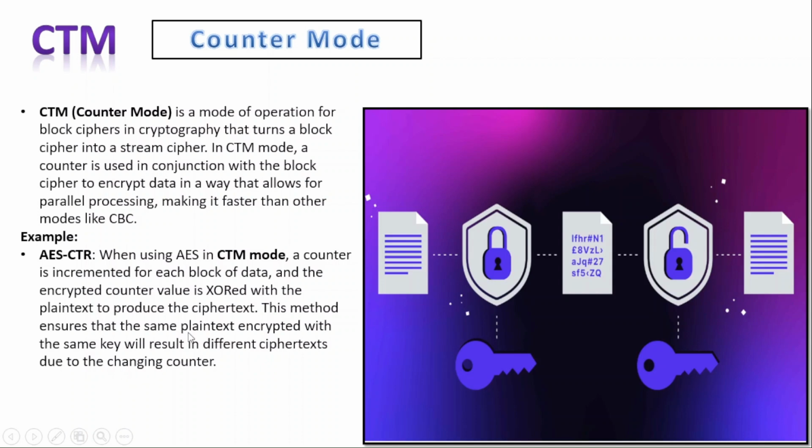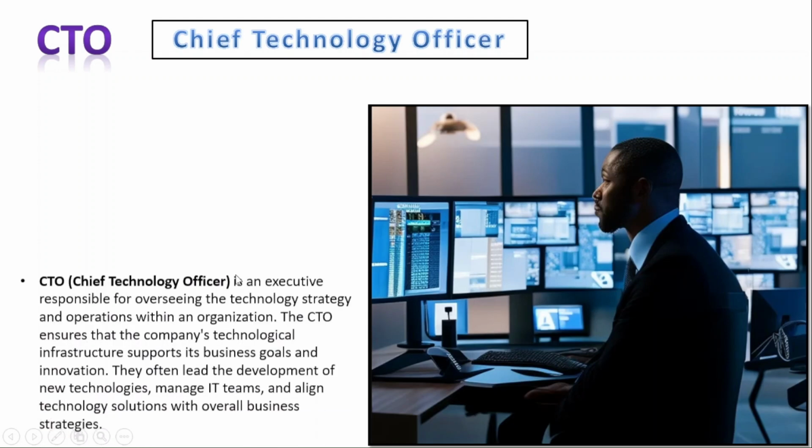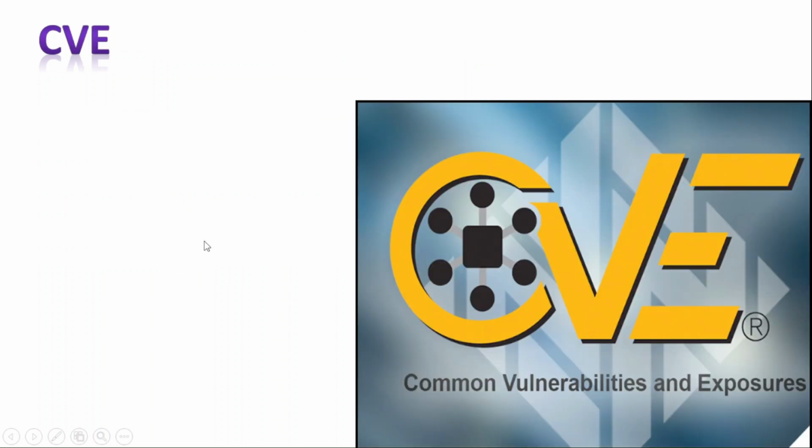CTO, that is Chief Technology Officer. So CTO, Chief Technology Officer, is an executive responsible for overseeing the technology strategy and operations within an organization. The CTO ensures that the company's technological infrastructure supports its business goals and innovation. They often lead the development of new technologies, manage IT teams, and align technology solutions with overall business strategies.